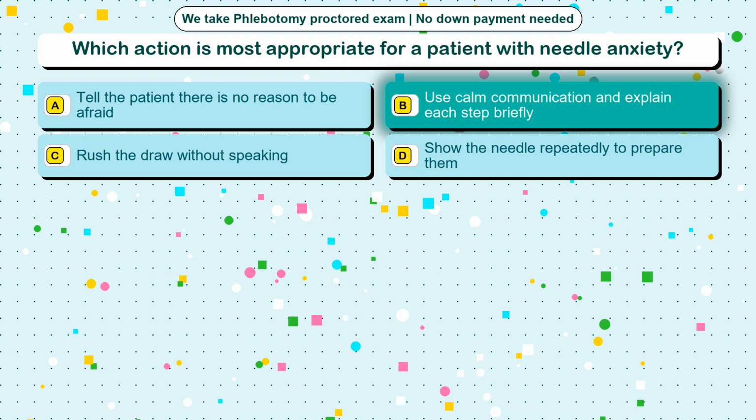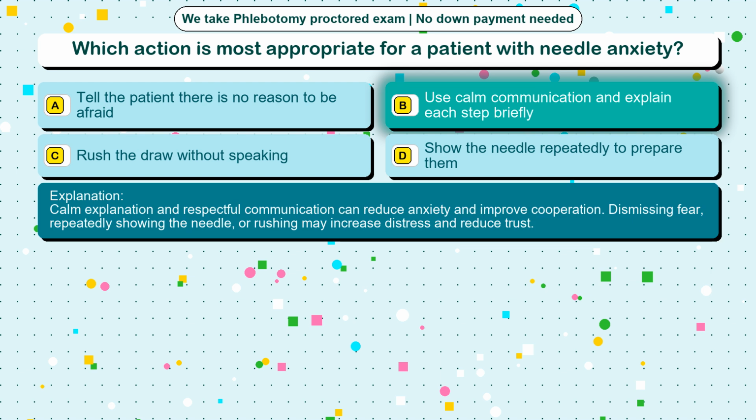The correct answer is option B. Use calm communication and explain each step briefly. Calm explanation and respectful communication can reduce anxiety and improve cooperation. Dismissing fear, repeatedly showing the needle, or rushing may increase distress and reduce trust.